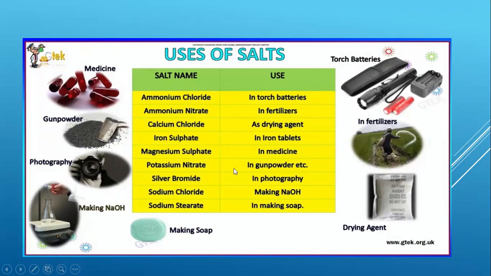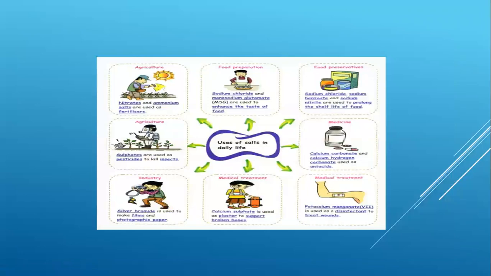Potassium nitrate is used in gunpowder. Silver bromide is used in photography. Sodium chloride is used in making NaOH, that is a base. Sodium stearate is used in making soap. Some other uses of salts in our daily life are: it is used in agriculture. Nitrates and ammonium salts are commonly used as fertilizers. Sulfates are used as pesticides to kill insects. Silver bromide is used to make films and photographic paper in industries.